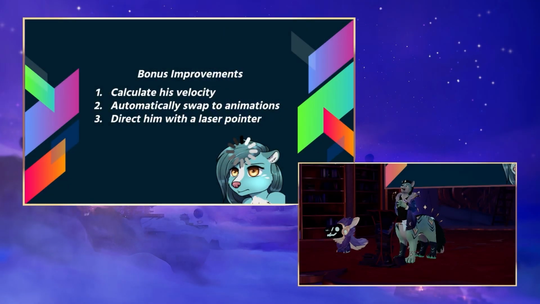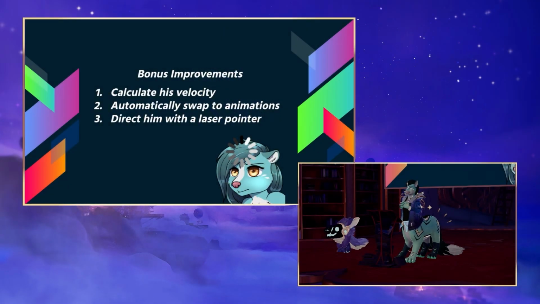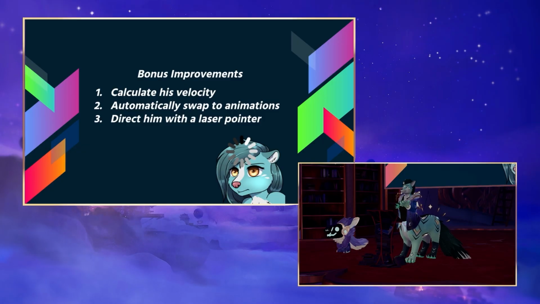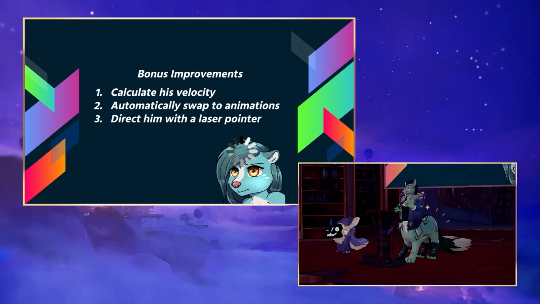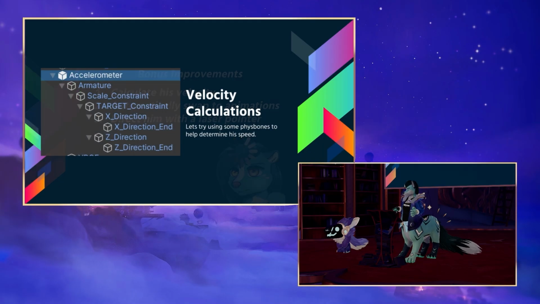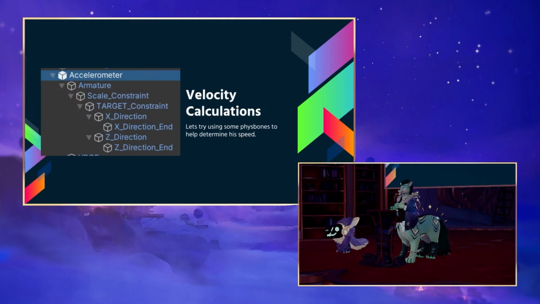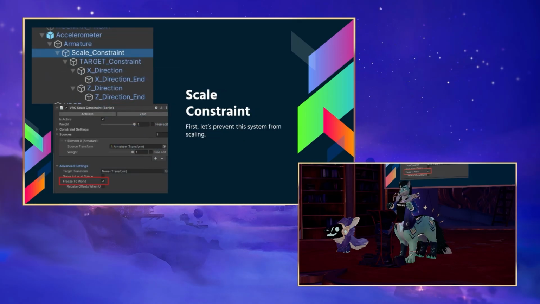So based on timing here, I think I can get into a little bit of this. We have 3 things that we're going to talk about quickly. I'm going to go through this much faster than the other section. So we can calculate the velocity of that character, automatically swap in animations, or direct him with a laser pointer. So first off, velocity calculations. We're going to use Fizzbones in this case to figure out how fast he's moving.